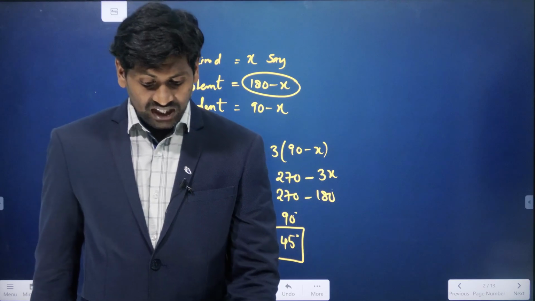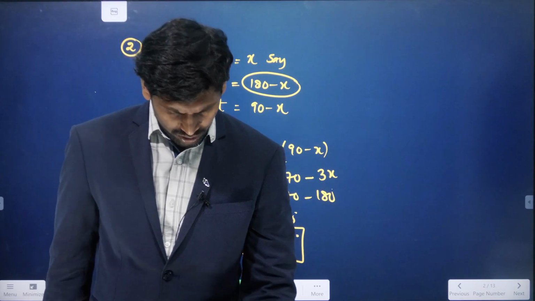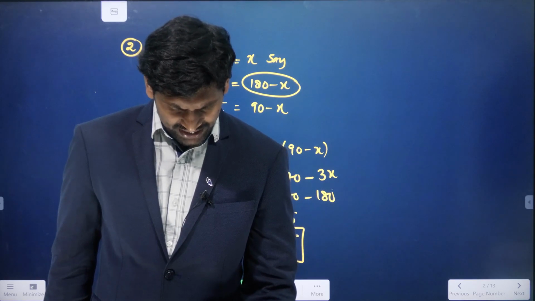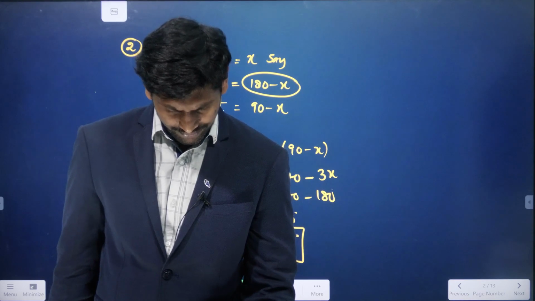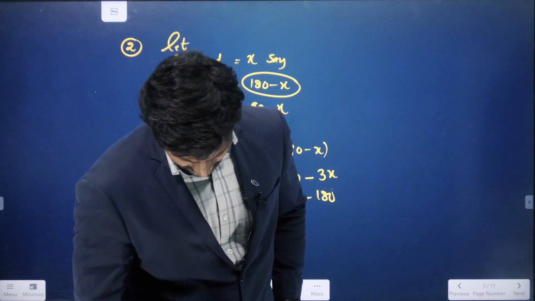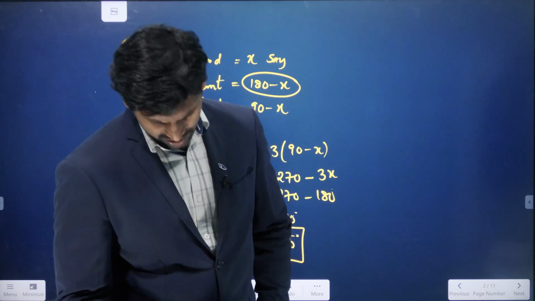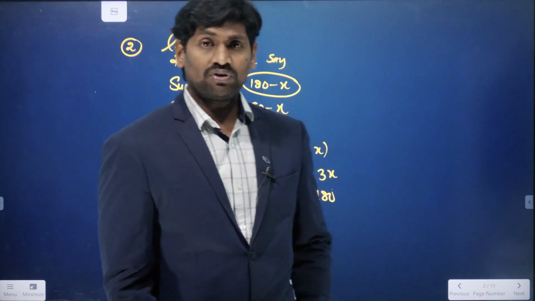So in the figure, L is parallel to M, and N is a transversal. But actually, in your textbook the diagram is not given. Okay, let us try to draw one rough diagram.